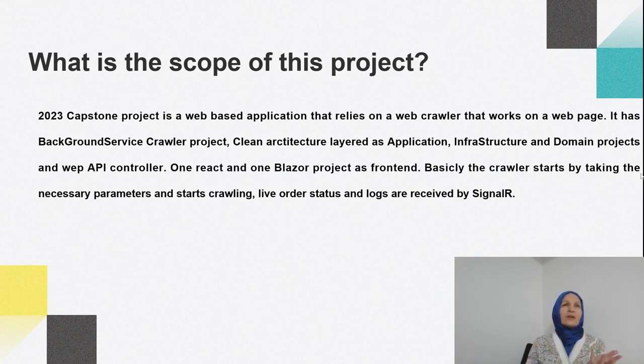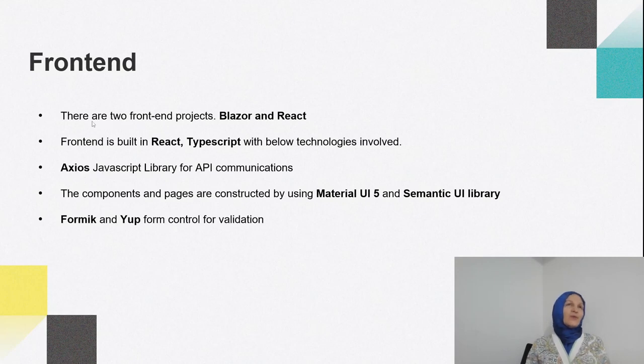Basically, the crawler starts by taking the necessary parameters and starts crawling, and then live order status logs are received. We are using SignalR most of the time. As I've said before, for the front end I have Blazor and React, but React is much more complicated and better because I did it in the second semester over 3 months. In React, I use TypeScript, and the Axios JavaScript library for API communications. SignalR is very important here for live, bidirectional communication. Material UI and Semantic UI are the libraries I've used for user interfaces. I use both of them, and of course some control validations for forms as well.